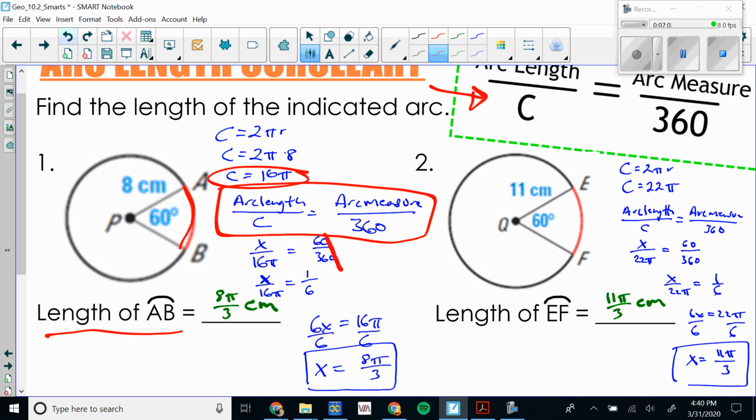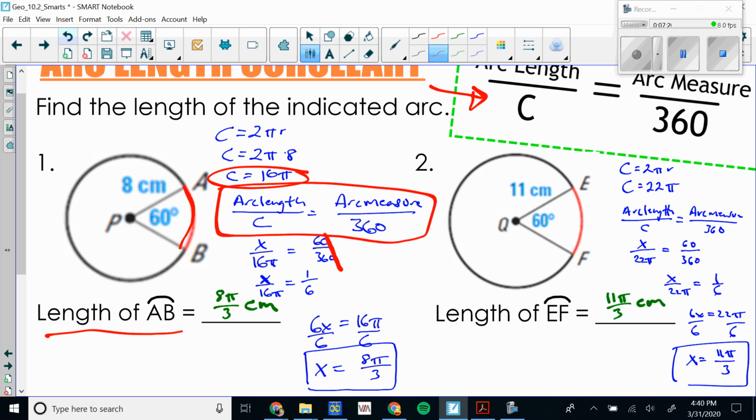Divide each by 6 to get what x is. That's going to be the arc length. And we get 8 pi over 3, if you simplify that. So remember your label. This is in centimeters. So 8 pi over 3 centimeters is the length of AB.